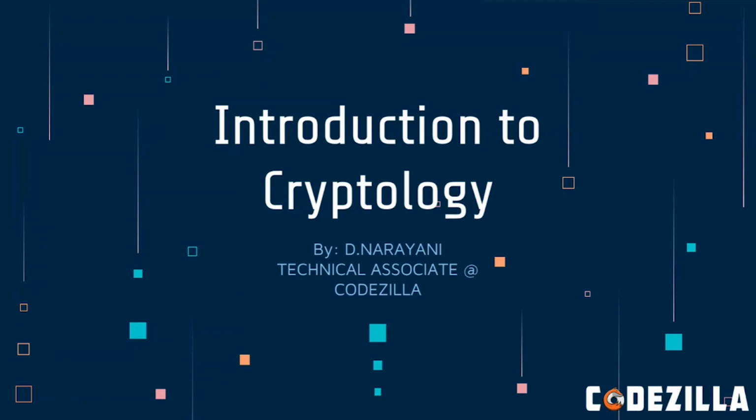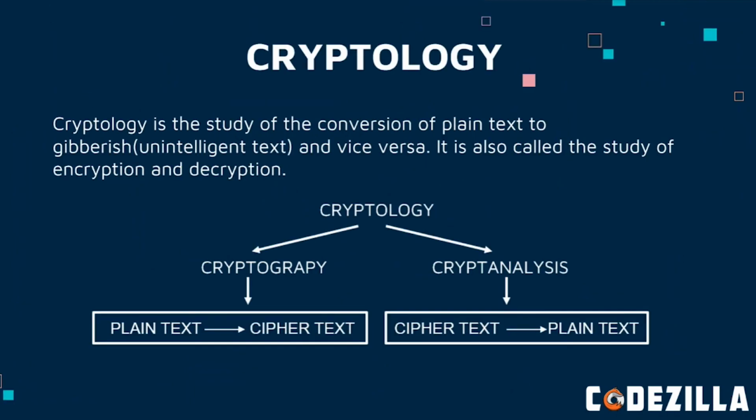In this video, I'll be talking about the basics of cryptology, which plays an important part in securing information. So, what is cryptology? It is the study of conversion of plain text to gibberish and vice versa. As we see in the flow chart, there are two subcategories of cryptology, which are cryptography and cryptanalysis. They have quite opposite meanings, as we'll see in a bit. Let's discuss each of these in detail, starting with what is cryptography.